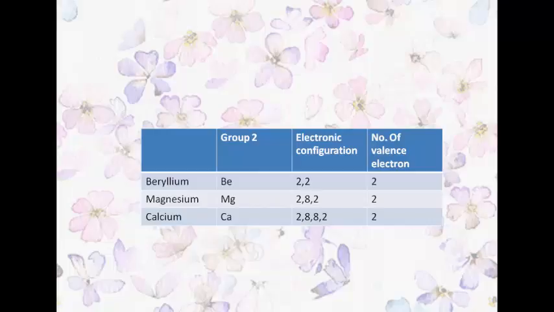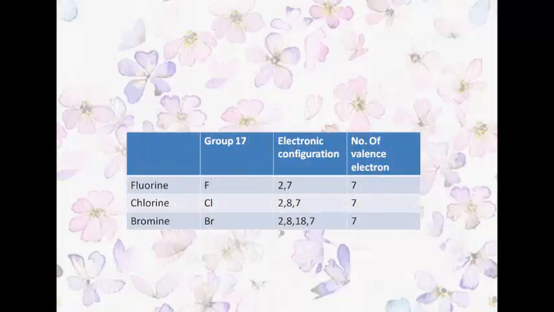Friends, please note that the fundamental difference between the electronic configuration of group 1 and 2 elements is that group 1 elements have 1 valence electron and group 2 have 2 valence electrons. Now let's come to one more example. I have taken the example of group 17, where I have taken fluorine, chlorine, bromine, with the electronic configuration 2,7 for fluorine, 2,8,7 for chlorine and 2,8,18,7 for bromine, where the valence electrons they have in common are 7. So the group 13 elements have 3 valence electrons each, group 14 have 4 electrons each, group 15 has 5 electrons, and group 17 have 7 electrons in each of their atoms.